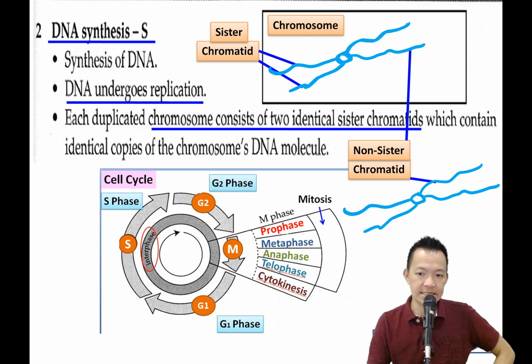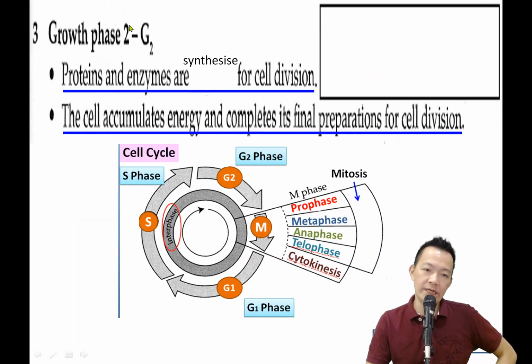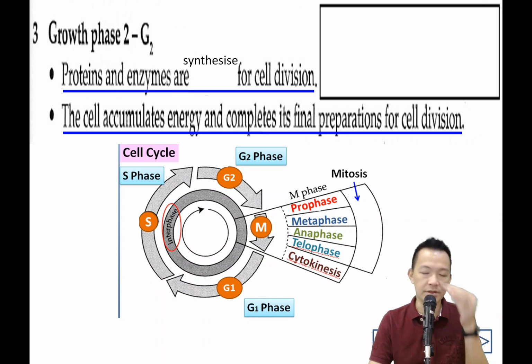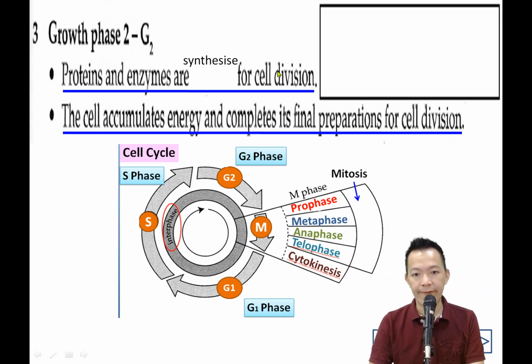Okay, next, after the S, we go to G2. 什么叫 G2？成长了，长大成人了，要结婚了。结婚过后就复制生孩子啦。So growth phase 2 called G2. What happens? Protein and enzymes are synthesized, after having the organelles like rough endoplasmic reticulum and Golgi apparatus. So protein and enzymes are synthesized for cell division. 它制造新的蛋白质，制造新的 enzyme for cell division.